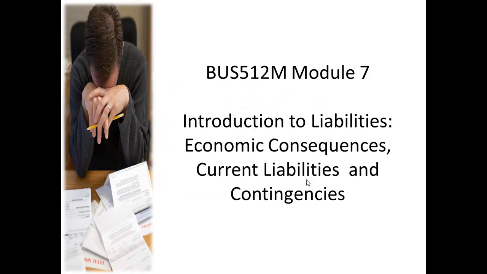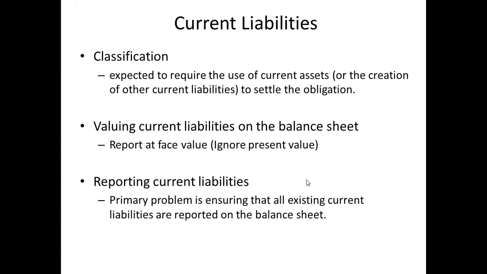In this portion, we're going to be focusing on current liabilities. The definition of a current liability is it's expected to require the use of current assets or the creation of other current liabilities to settle the obligation. This is a little more nuanced than our looser definition in the past, which basically said it's a current liability because we're going to pay for it in the current period.